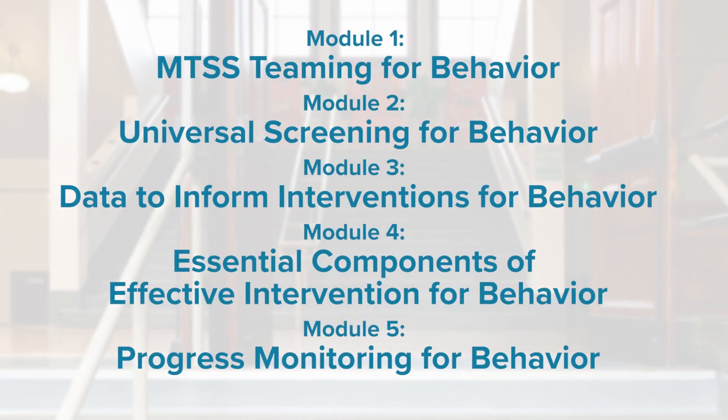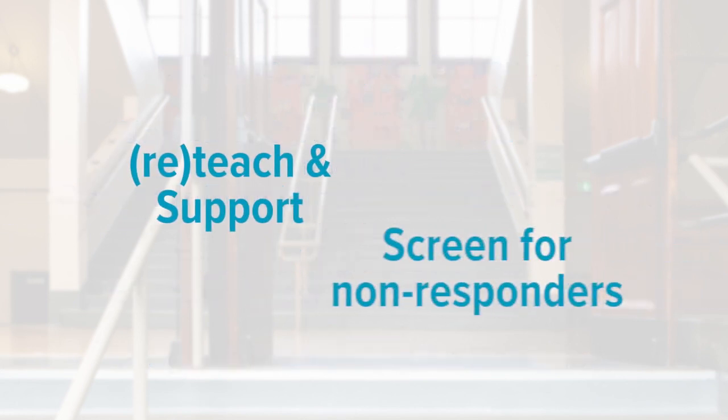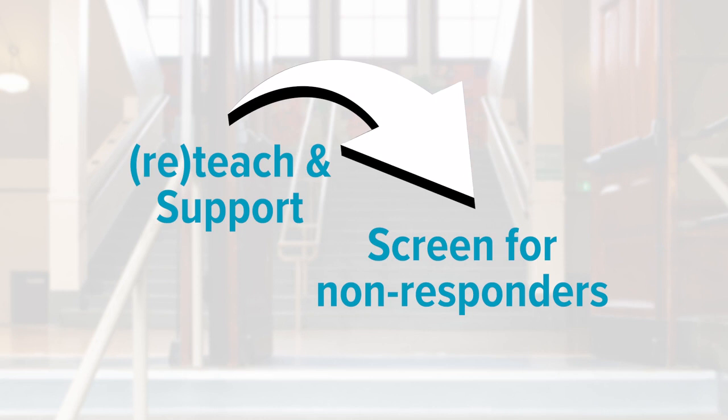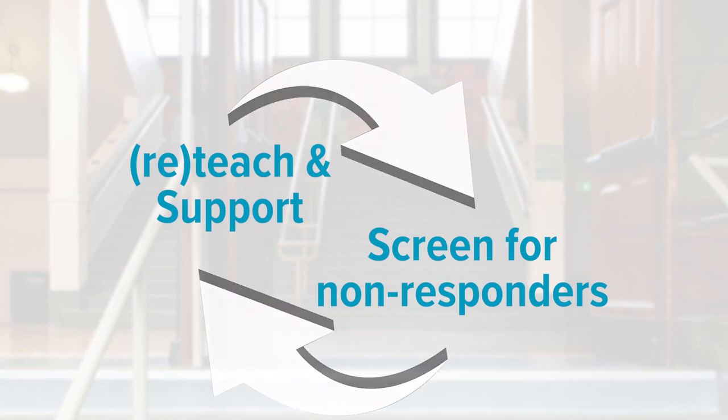This brings us to the end of the secondary version modules on multi-tier systems of support for behavior. The focus has been on how MTSS teams consider behavior at the school level, implement universal screening for at-risk behavior, facilitate additional collection of behavior data for interventions, consider the essential components of effective intervention, and engage in progress monitoring. Throughout, the purpose has been to illustrate how teams assist the school in creating positive learning environments and support systems for all.